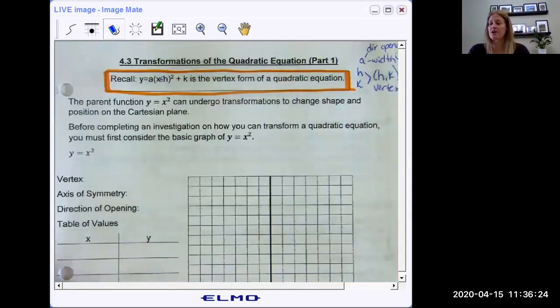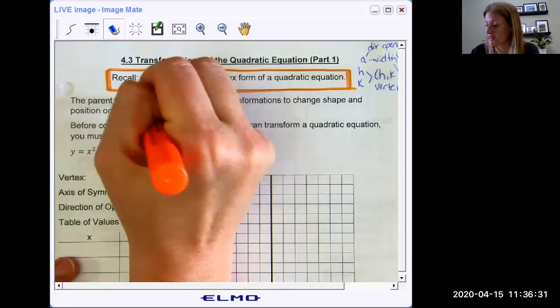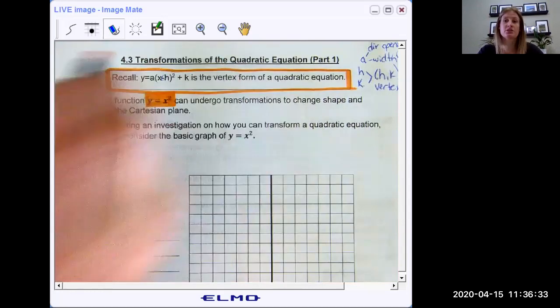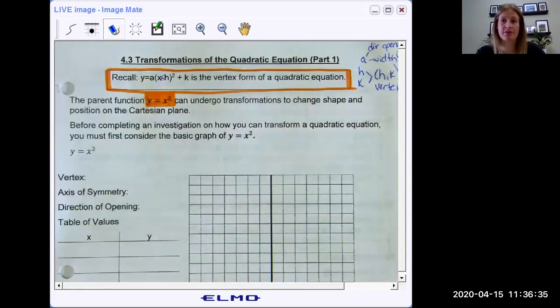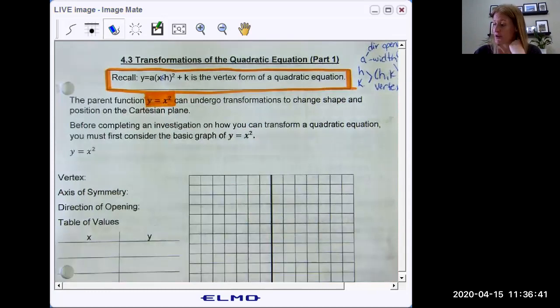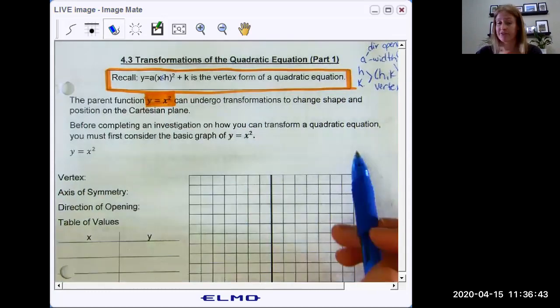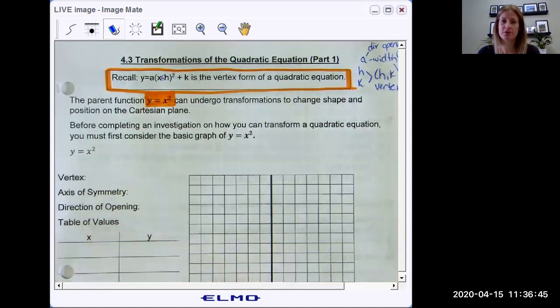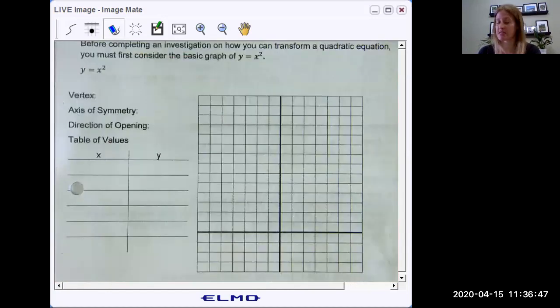So if we look at our base parabola or our parent function, everything we're going to talk about with transformations compares to this base parabola. All right? So everything refers back to that. We're going to go through an investigation together on how you can transform a quadratic equation, but first we need our base parabola, our parent function, y equals x squared.